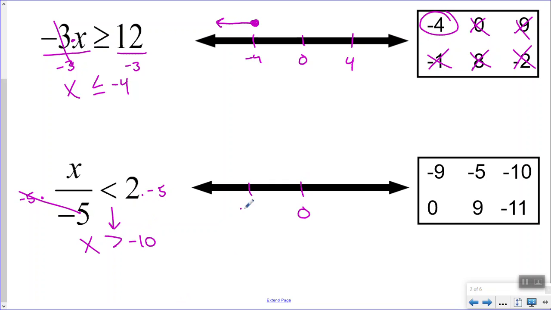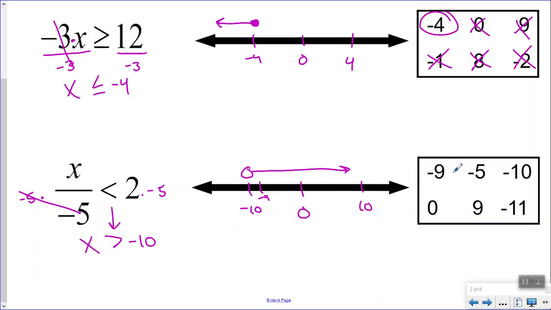So again, we can get everything on our graph. We're going to have just an open circle this time because we don't have any or equal to. And this is everything greater than negative 10. The larger numbers are to the right, so we draw our arrow off to the right.